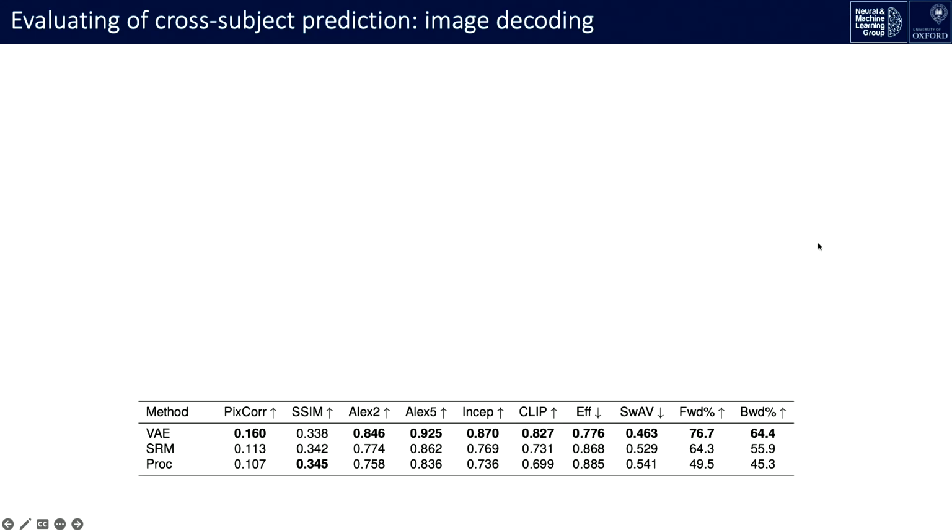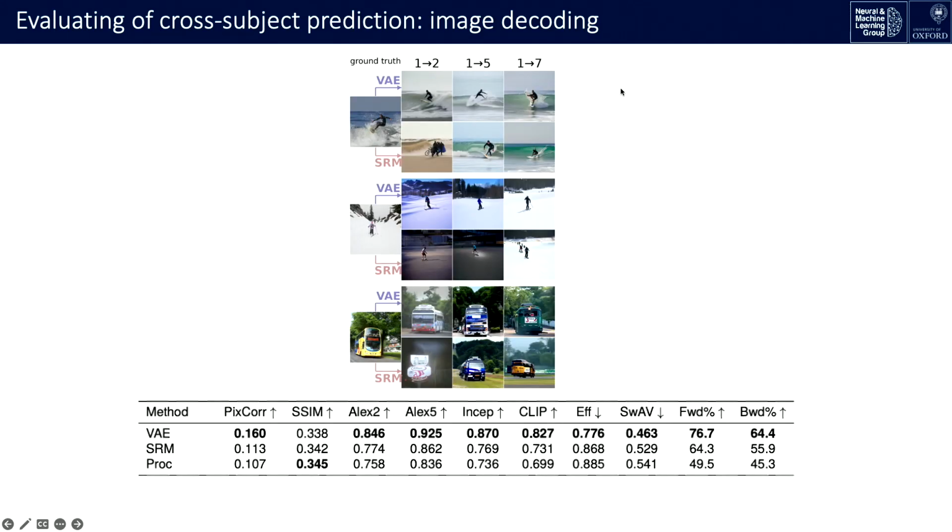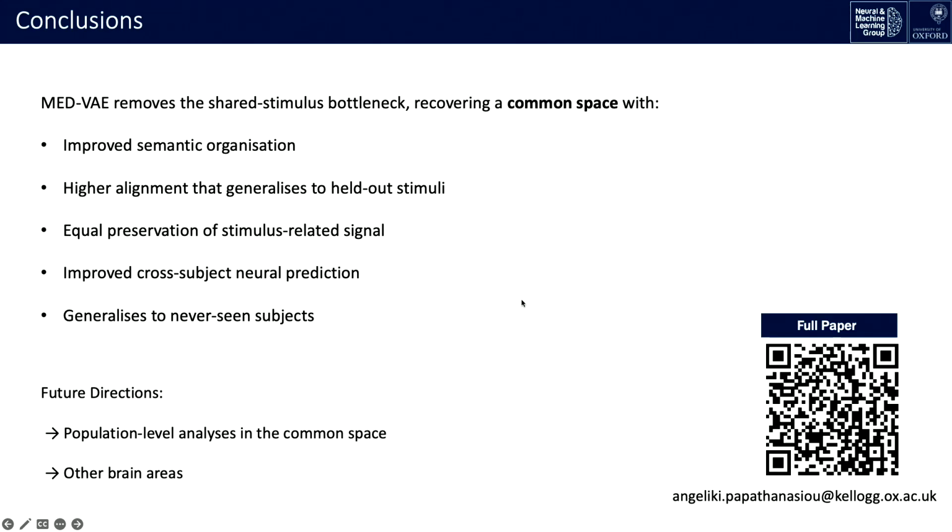Here are some image reconstruction metrics for this cross-subject image reconstruction and some actual visualizations that show that we get better reconstruction with our method and also more consistent across the different subject pairs. So to sum up, our method removes the shared stimuli bottleneck and recovers a common space with improved semantic organization, higher cross-subject alignment at no cost of the preservation of stimulus-related signal, and we also showed improved cross-subject neural prediction, also showcased with image decoding.